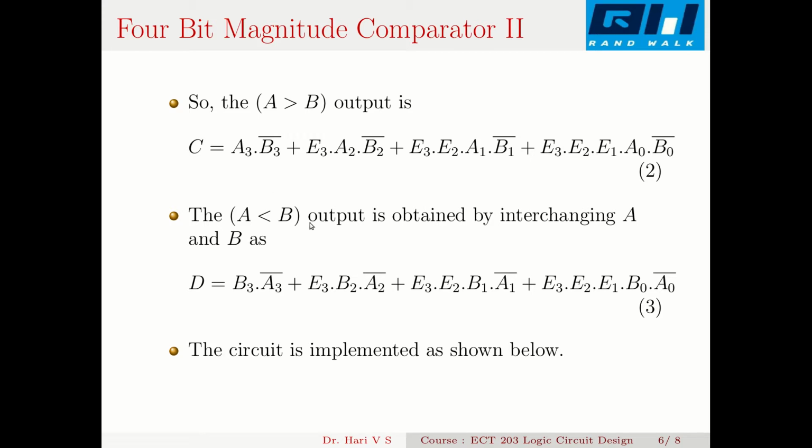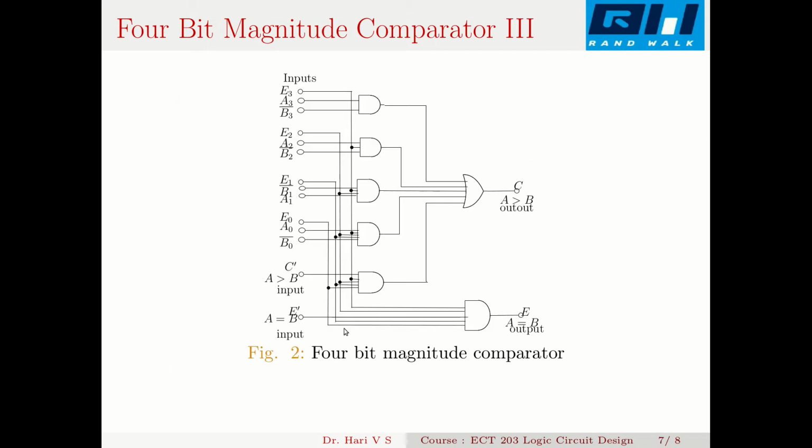If A is less than B, that output D I can obtain by interchanging A and B, so D is equal to B3 A3 bar, or E3 and B2 A2 bar, or E3 and E2 and B1 A1 bar, or E3 and E2 and E1 and B0 A0 bar. All I have to do is interchange A and B in equation number 2. I get equation 4D. Now the circuit is implemented as shown here.